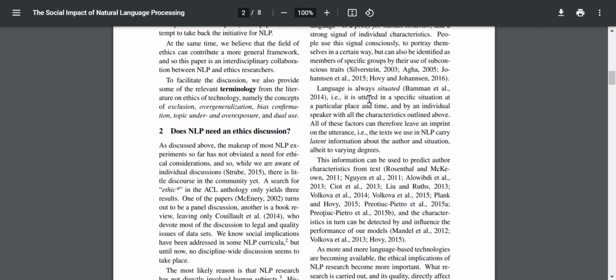Language is always situated, that is, it is uttered in a specific situation at a particular place and time, right? And by an individual. So this is why people often say context is most important. A sentence without a context can be interpreted in thousands of different ways. So all of these factors can therefore leave an imprint on the utterance. That is, the texts we use in NLP carry latent information about the author and situation, albeit to varying degrees.